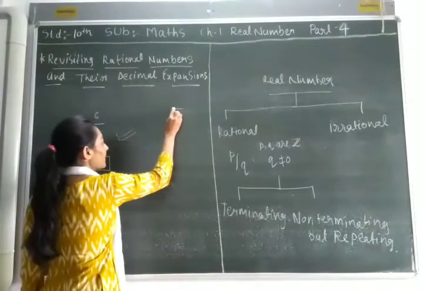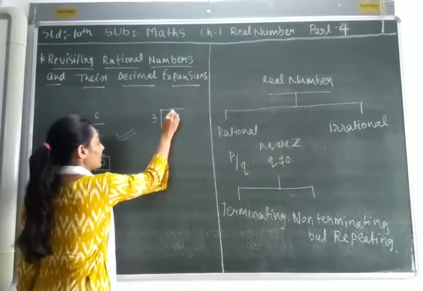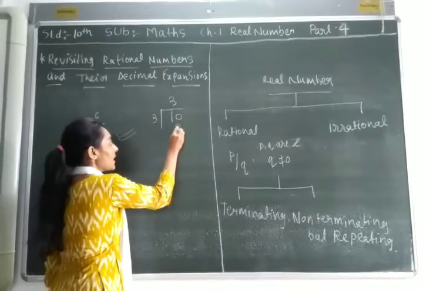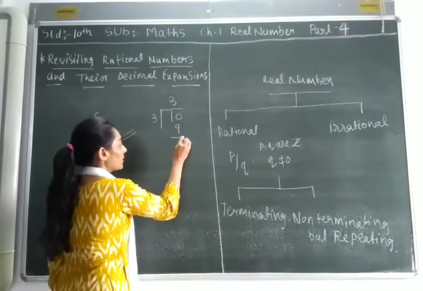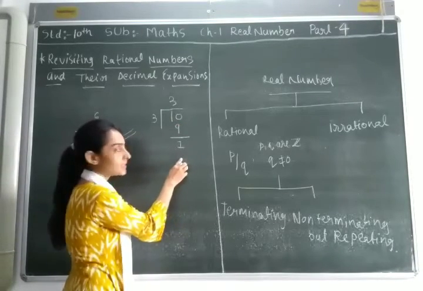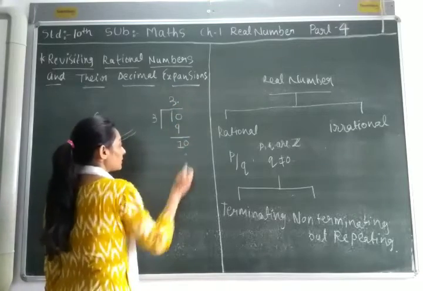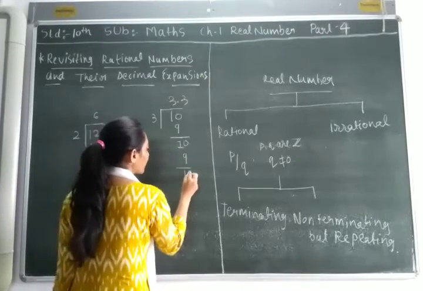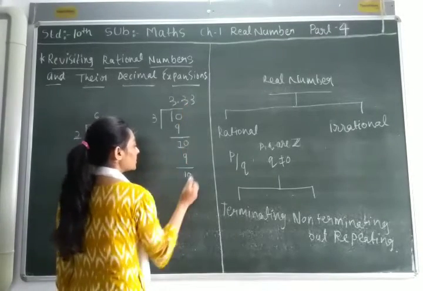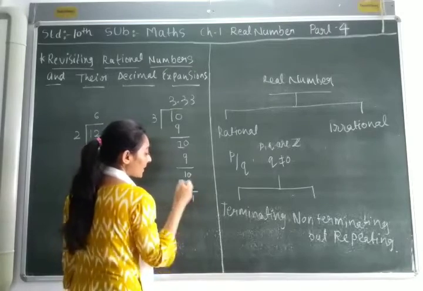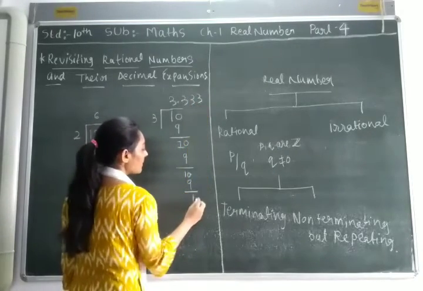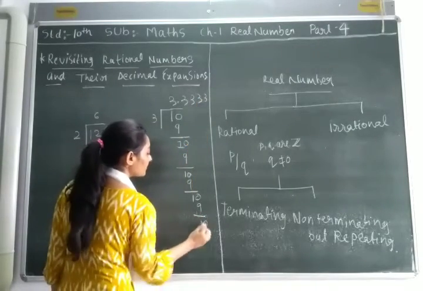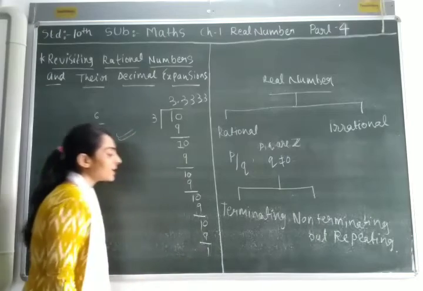Let's take one example, say 10 divided by 3. So 3 threes are 9. Again I am getting 1. My remainder is not 0. So I put a decimal point over here and again divide. 3 threes are 9, remainder 1. Again it's not divisible. 3 threes are 9, again I am getting 1. Again 3 threes are 9, 1.